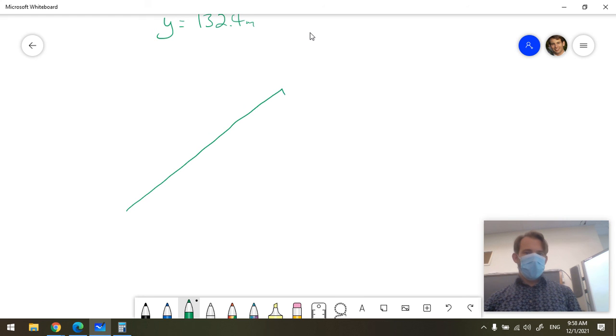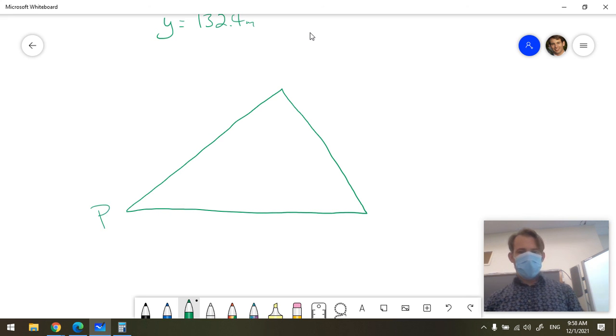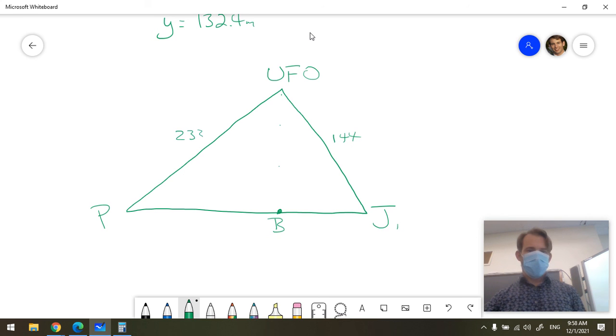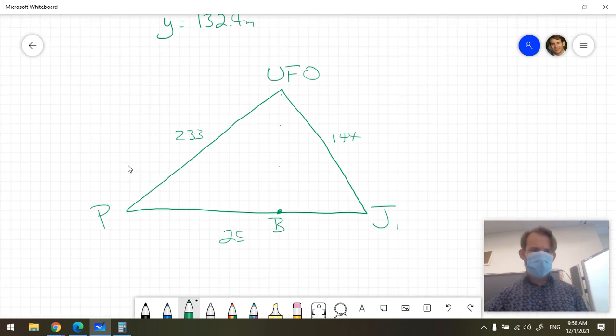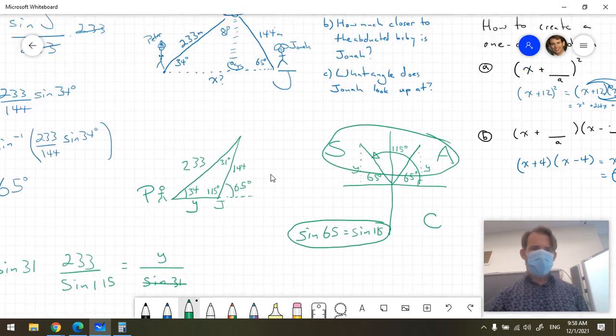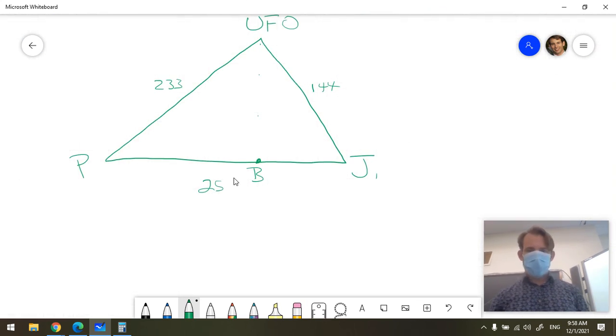Here is our UFO. Here's Jonah in one parallel universe. He's down here. Peter, this is Jonah Prime, and this is a UFO up here. And this here is the tractor beam. There is the baby. Okay. Now, let's label our sides. 144, 233, and this length here was 254. Up here, check it out. That was a 254. Okay, so that's 254 meters.